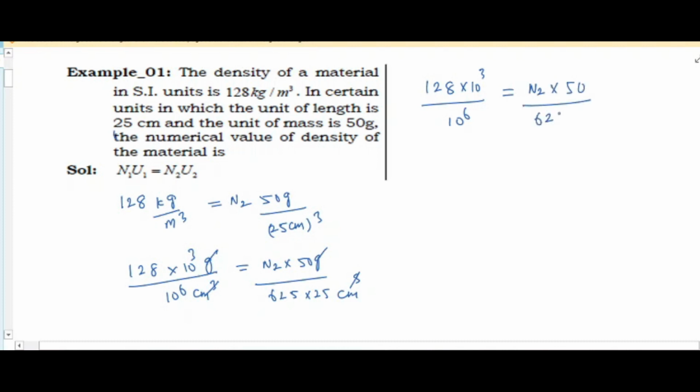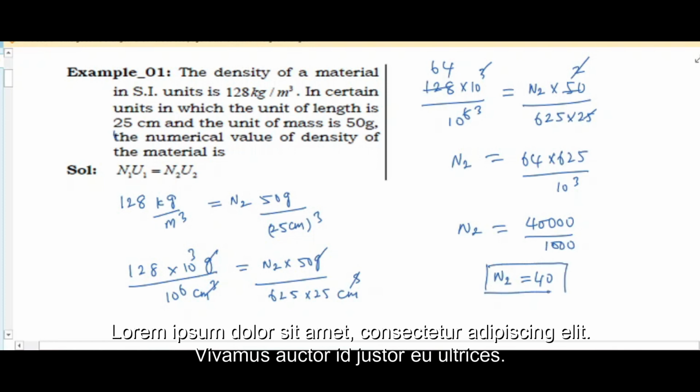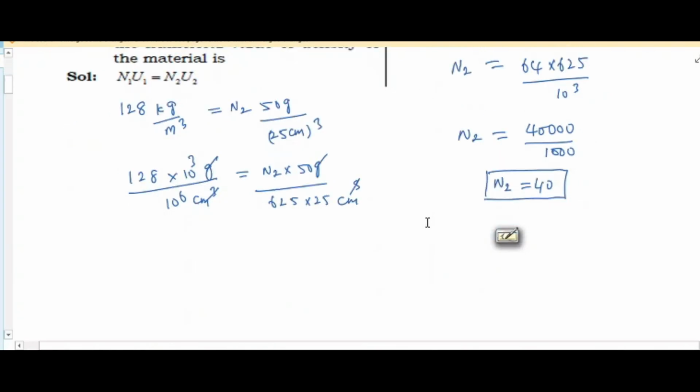by 625 into 25. 2 times 2, 64 times 10 cube, here 3 times. Therefore, N2 is equal to 64 into 625 by 10 cube. This becomes N2 is equal to 64 into 625, this is 40,000 by 1000. Therefore, final answer N2 is equal to 40. See next problem.